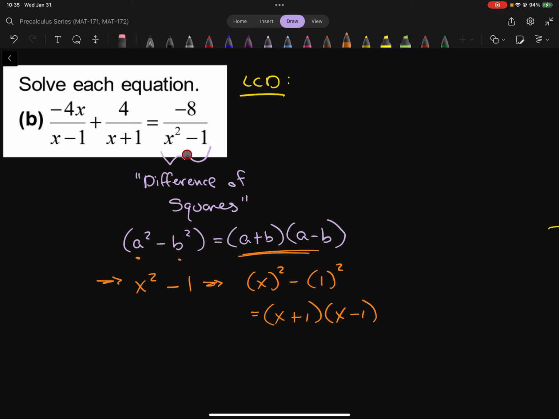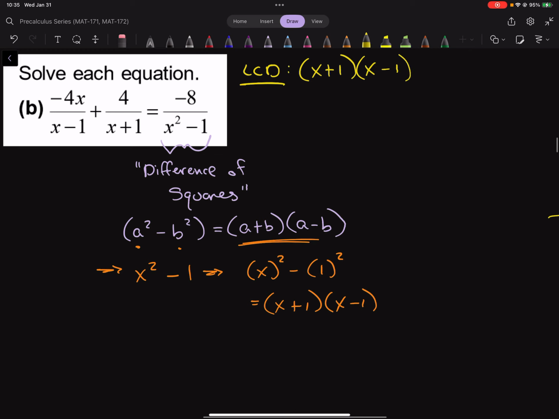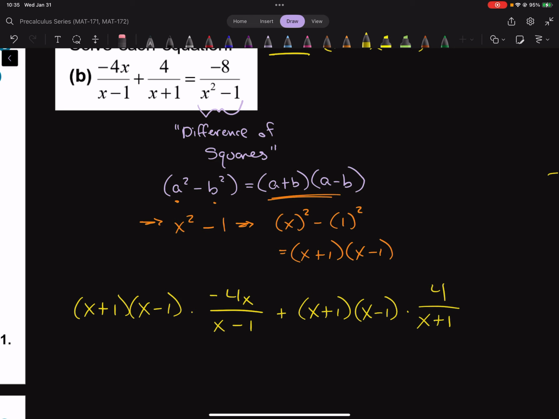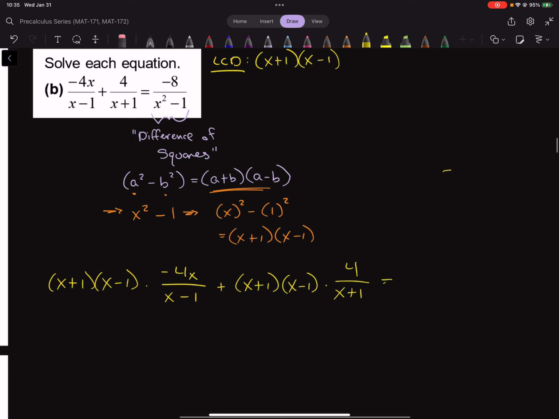So the LCD in this case that we're going to use is x plus 1 times x minus 1, and we're going to multiply both sides by that. So I have x plus 1 times x minus 1 multiplied by negative 4x over x minus 1, plus x plus 1 times x minus 1 multiplied by 4 over x plus 1. And this is going to be equal to x plus 1 times x minus 1 multiplied by negative 8 over x squared minus 1.